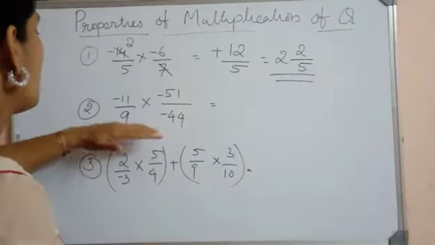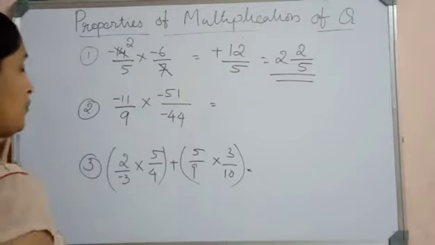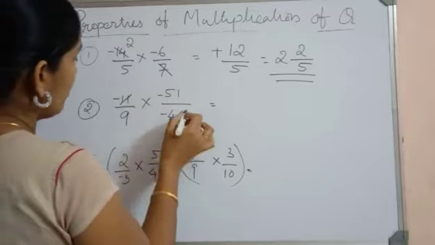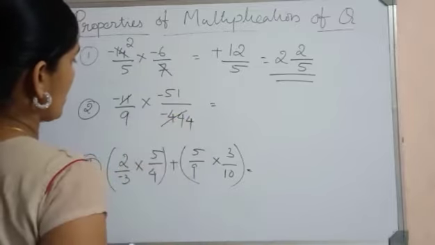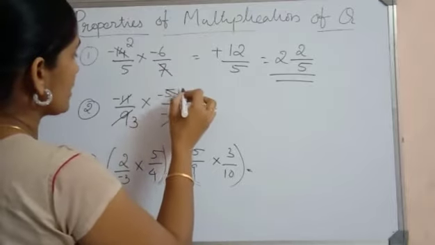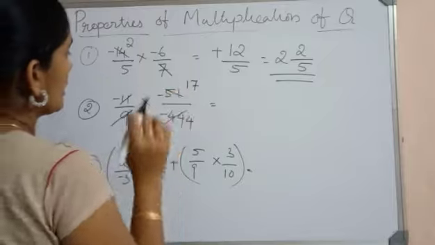Look at the next one. Minus 11 by 9 into minus 51 by minus 44. How to simplify this? We can cancel this 11 with the 44. You will get this 4 as your answer. And here this is 3. 3 3s are 9. Here this will be 17. So 17 into 3 is 51.